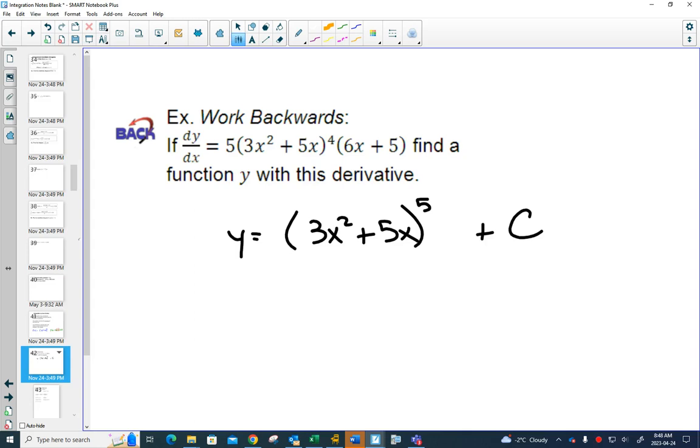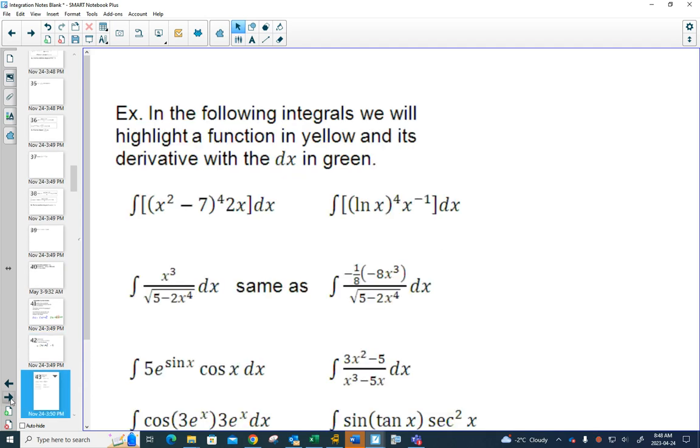So again, when working backwards, the thing that we're going to look for is we're going to notice we see a function inside of another function. So that's the first thing that we're going to practice. We're going to take out 2 highlighters. The first highlighter, in yellow, we are going to try to find a function inside of another function. And then in green, we're going to see if the derivative of what we highlighted is present.